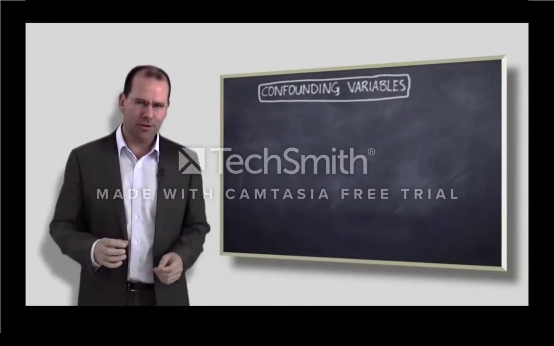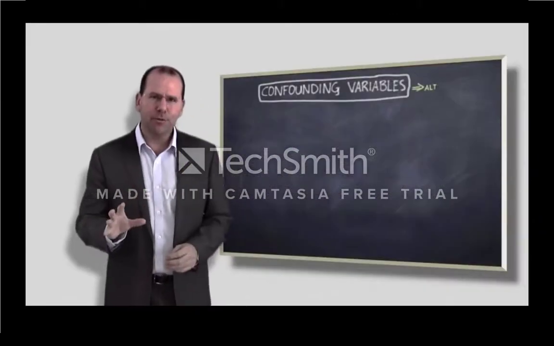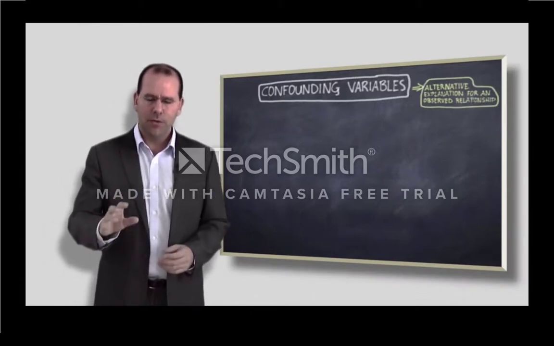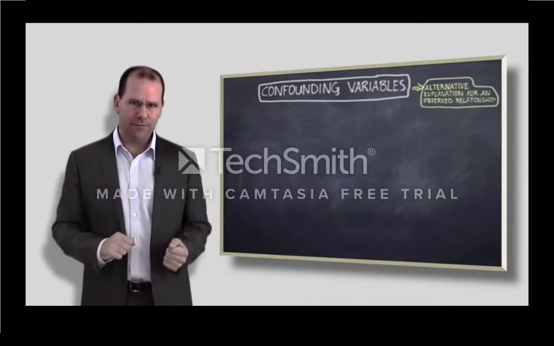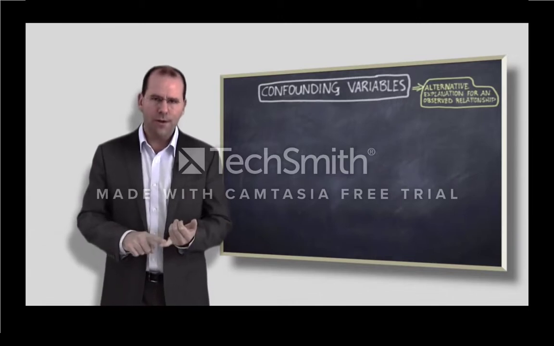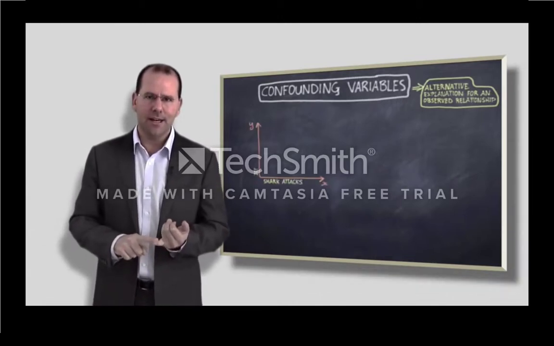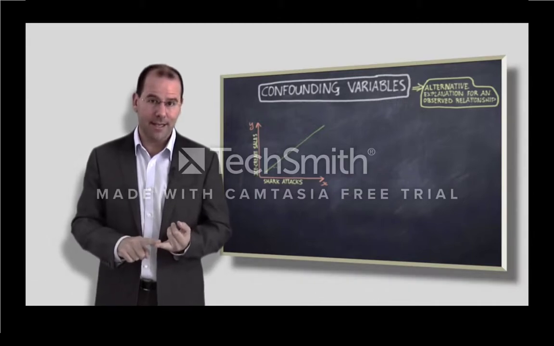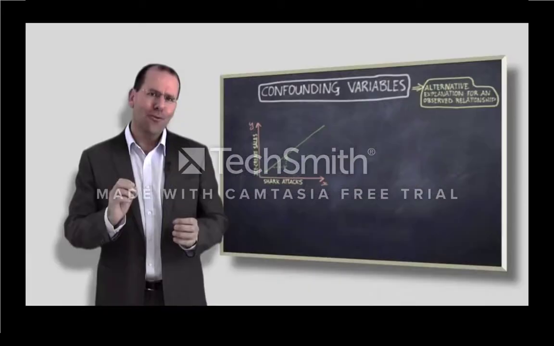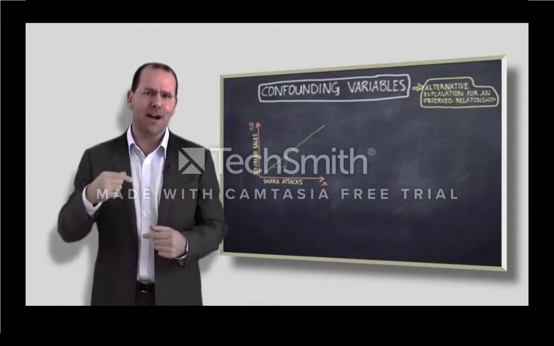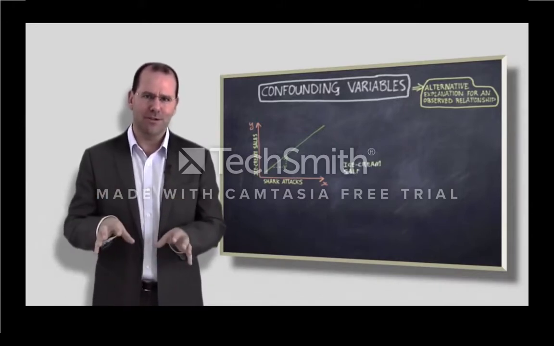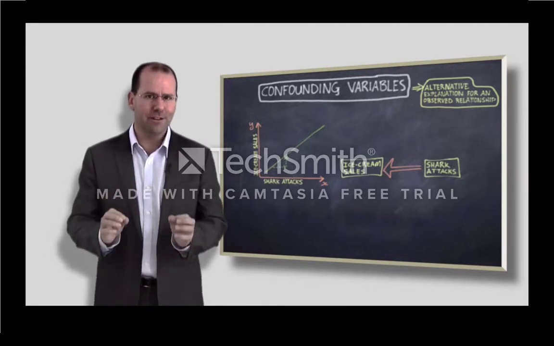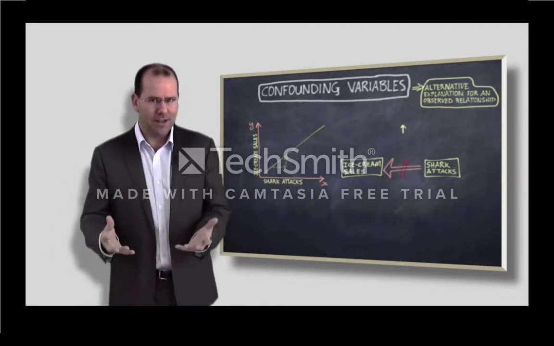And let me just try and explain what a confounding variable is. A confounding variable really is an alternative explanation for a relationship that we've observed. So let's imagine, for example, that we've noticed that with an increase in shark attacks, we see a corresponding increase in the sale of ice cream. We must assume that there's some alternative explanation for this relationship. And the alternative explanation really is what we call a confounding variable. And in this case, it'll be hot weather, right?